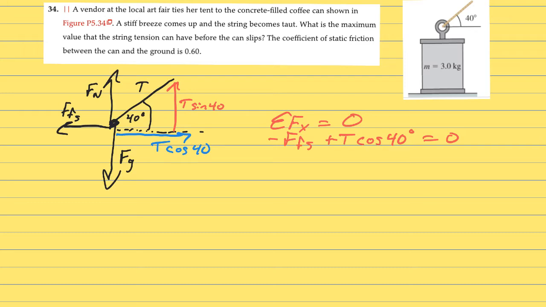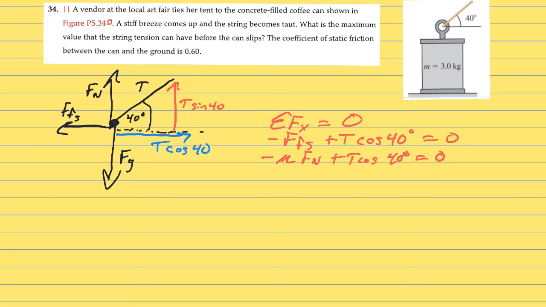I could turn force friction static into negative mu times force normal plus tension. My force normal is not my weight this time because I've got that crazy other vertical force of the tension. So that's about all I can do with that.